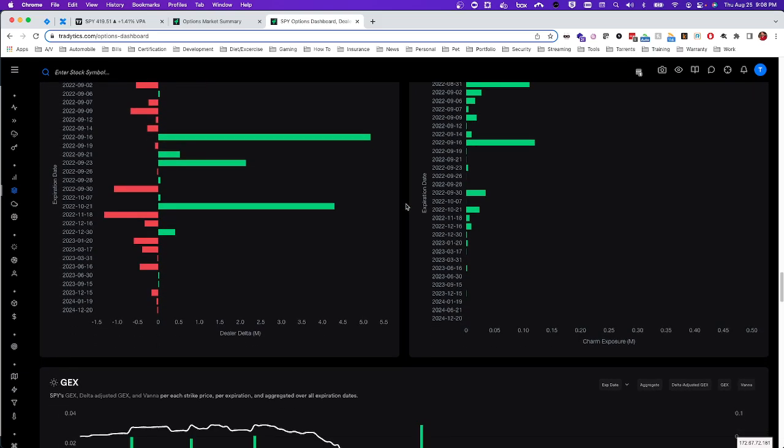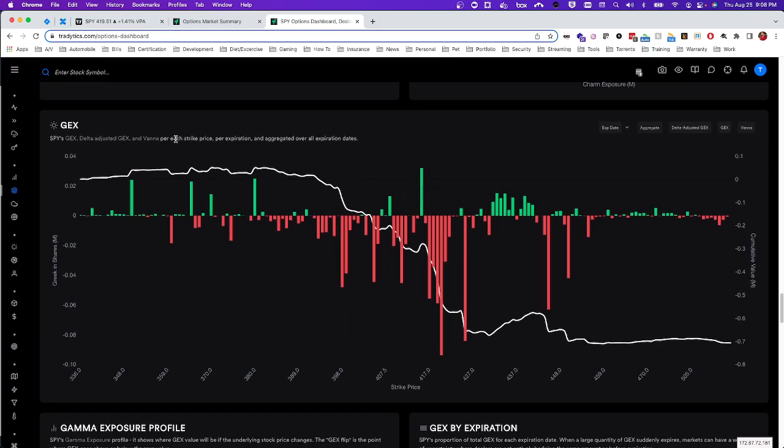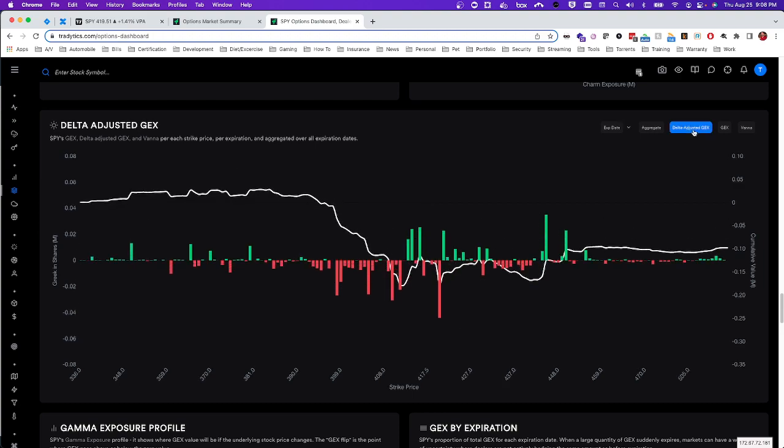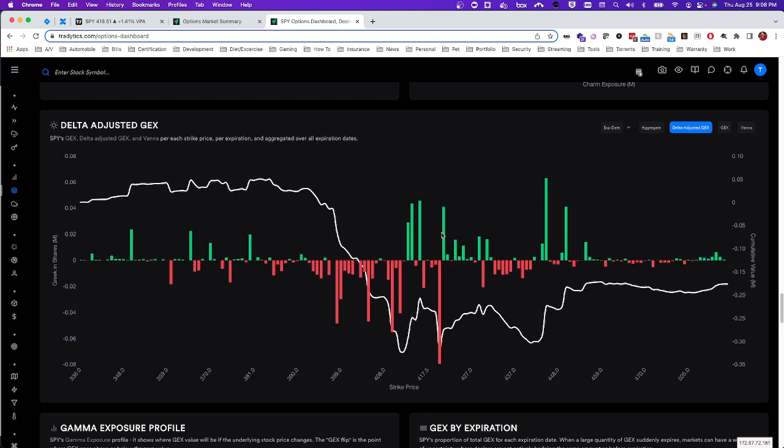So if we keep going down, we'll go to the gamma exposure dashboard, GEX, and by default, this is what it looks like. Now, there's a couple changes we want to make. The first thing we want to do is click Delta Adjusted GEX, and you can see right away this shifts the look of it. The green bars now are going to tell us when we're likely going to see buying pressure, and the red bars are going to tell us likely when we'll see selling pressure.